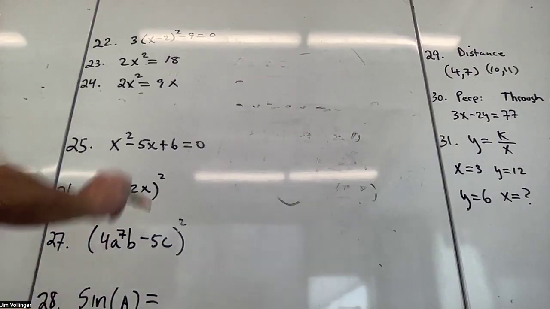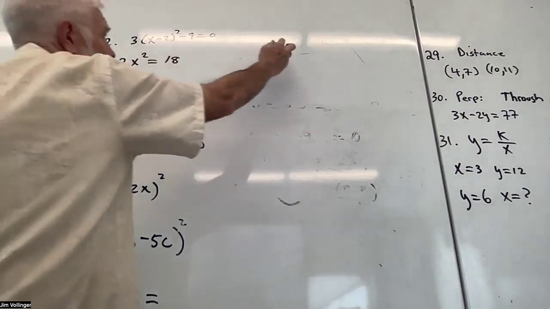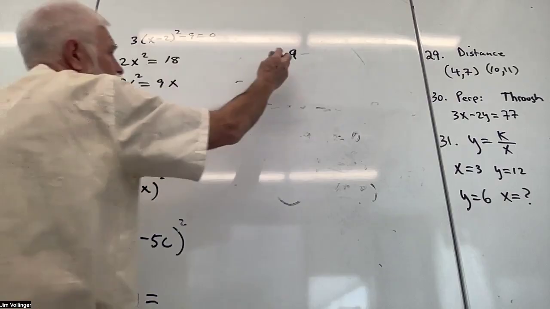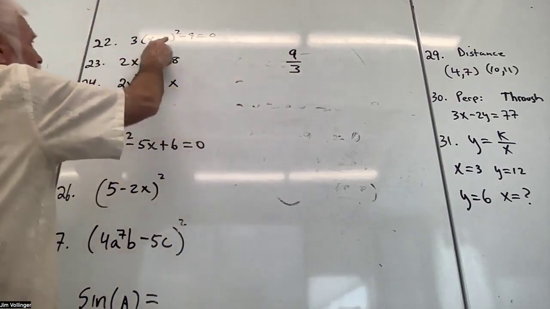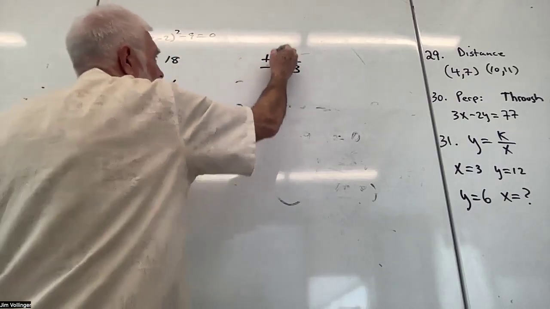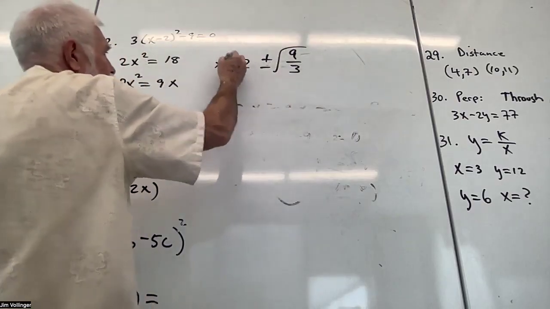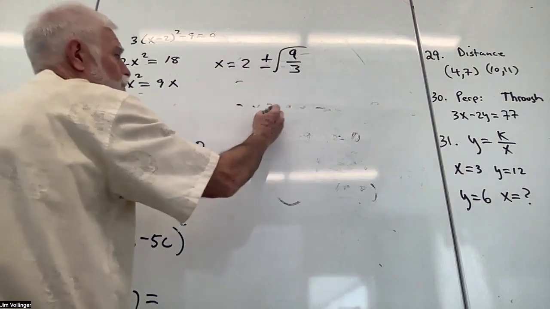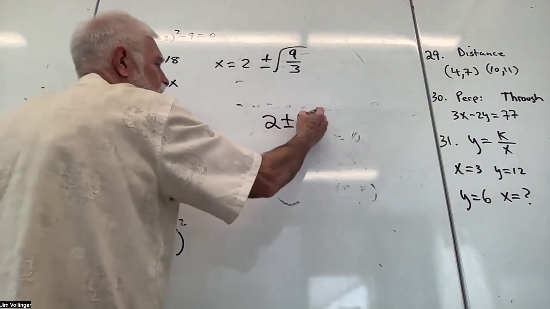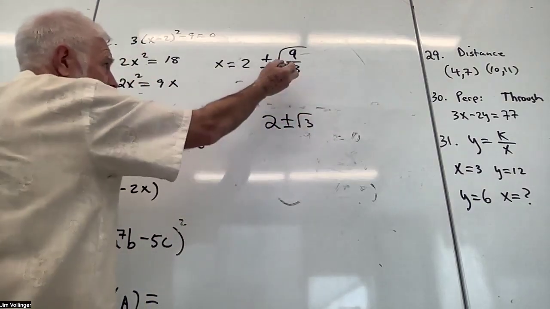All right, so what do we have here? I got to go up 9. I got to divide by 3. I've got to do the inverse of squaring, which is square rooting. And I got to do the inverse of minus 2, which is plus 2. Let's see if that answer really works. 2 plus or minus the square root of 3 is this answer.